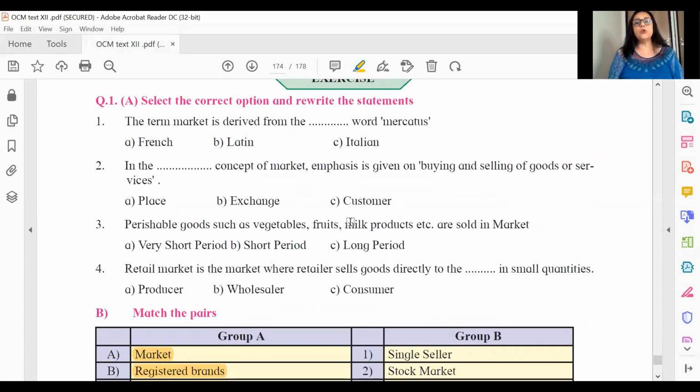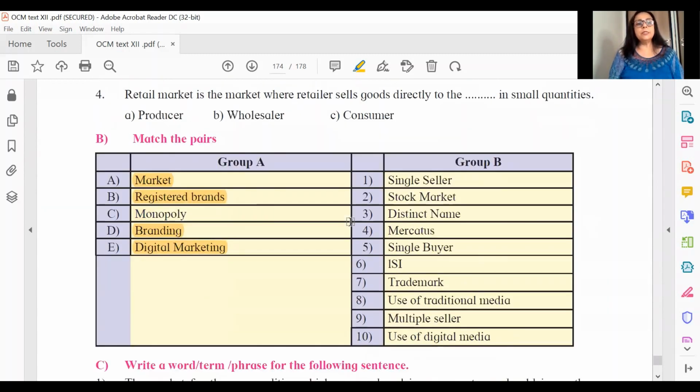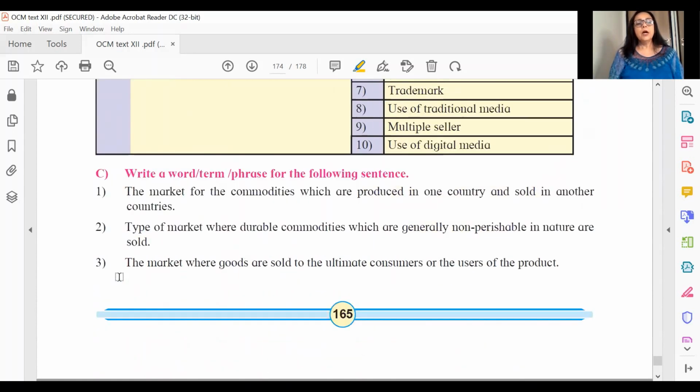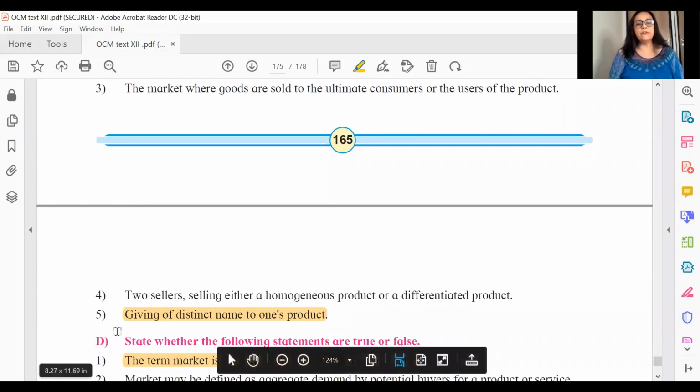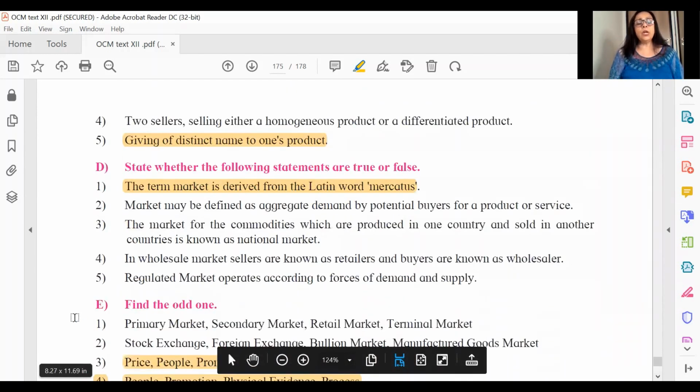Please make markings of only those which are important for your exam after the deleted syllabus. None of the 4 choose the appropriate alternative are important for you. Match the pair: please mark 1st, 2nd, 4th, and the 5th only. Under write one word term or phrase, only the 5th one on page number 166 is relevant for your new syllabus, or rather after the deleted syllabus.